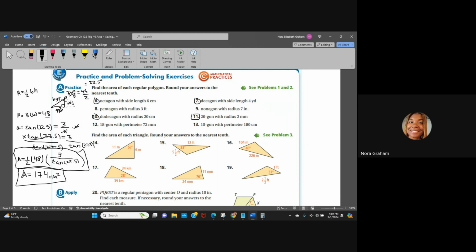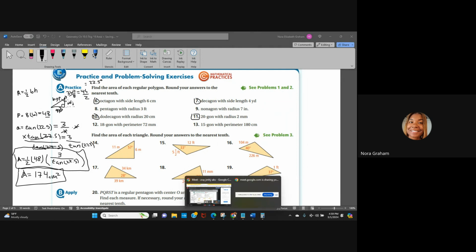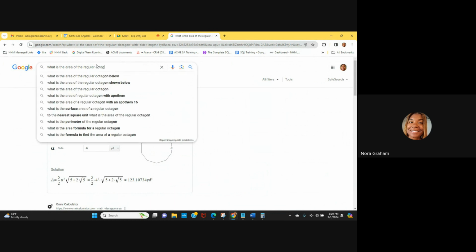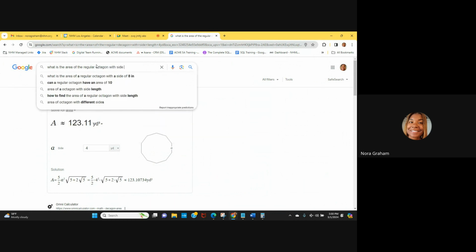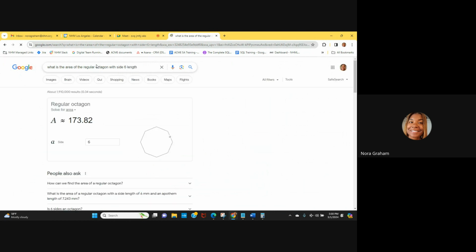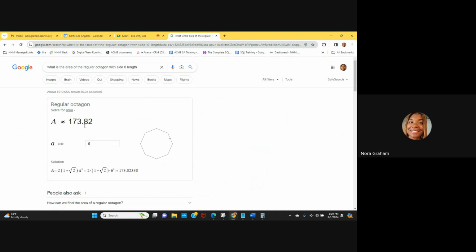And just so you believe me, I'm going to look this up on the internet. I'm going to look up what the area of a regular octagon with side 6 would be. So what is the area of a regular octagon with side 6? Right? And 173.82, or we rounded, so 174. Okay? So that answer is correct.